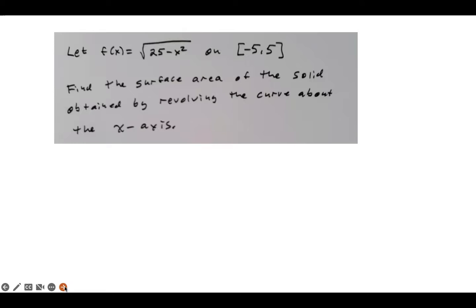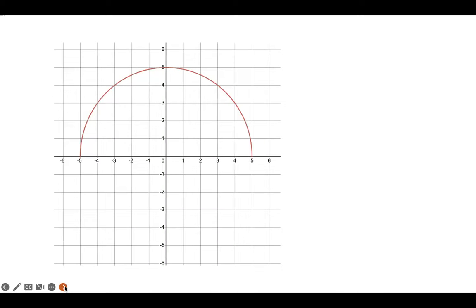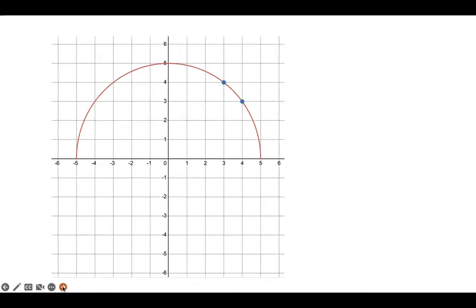So what are we doing here? There's our curve. We're going to wrap this thing around the x-axis. I want you to imagine putting dots to subdivide this into several smaller pieces, and then connecting line segments between them to create the frustums. Now, what is that going to look like?